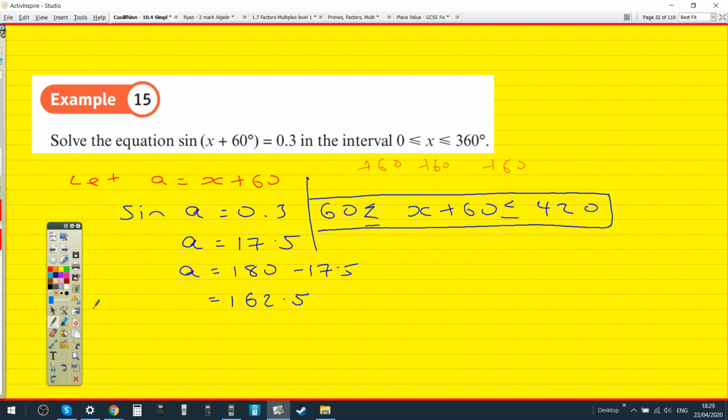How often does 360? Every 360. It's just a circle spinning around, that's all it is. So we add 360, then we get 702.5. We never added 360 to the upper bound.